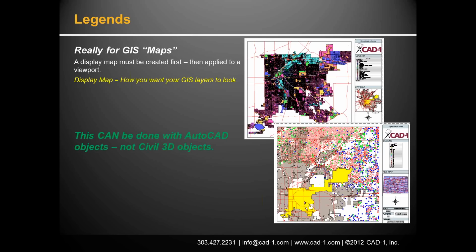Note for everybody, this can be done with AutoCAD objects. So if you've got objects on particular layers, you can do a display map. You can override layers, colors, line types, etc. You can add object data, etc. But this can't really be done with Civil 3D objects. Those intelligent objects, roads, alignments, profiles, etc., really don't play well with this particular tool. This is really geared for your GIS data, pulling the information and color coding your map based on data that you've attached to.